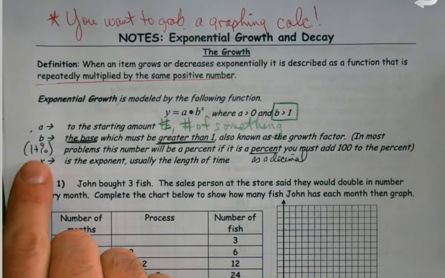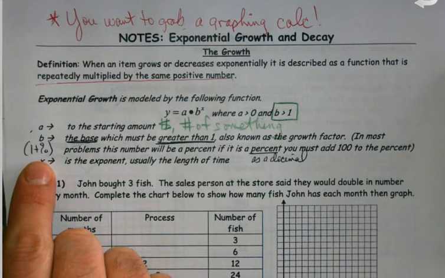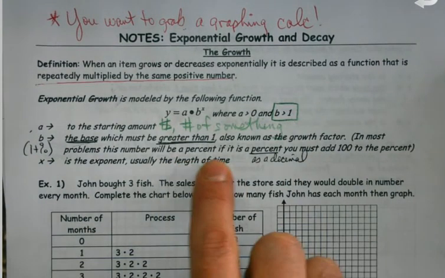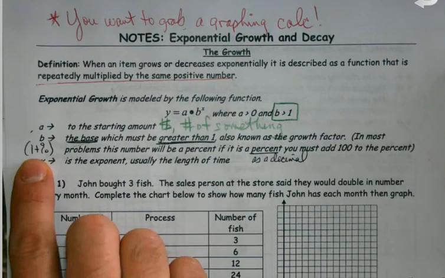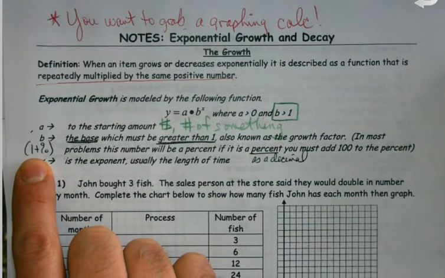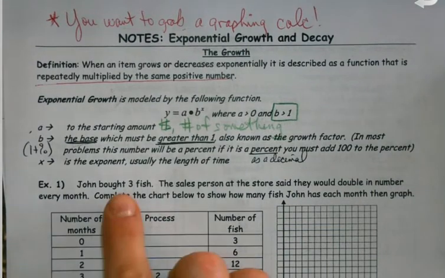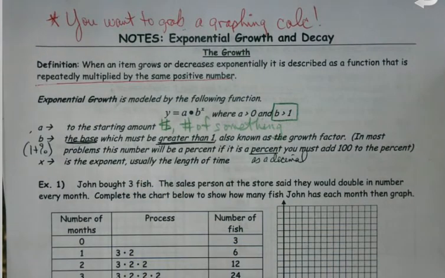And what I wrote over here to try and help out is, basically, I'm taking what it says here. It'll be a percent, and you must add 100 to it. Well, 100 as a percent is 1. So we'll do 1 plus some number, and we'll get into that when we actually get into the problems. And then x is the exponent, usually a length of time. If they tell us to do it for 3 years, we can plug in a 3. If they want a bunch of years, we can use x and let the calculator help us.